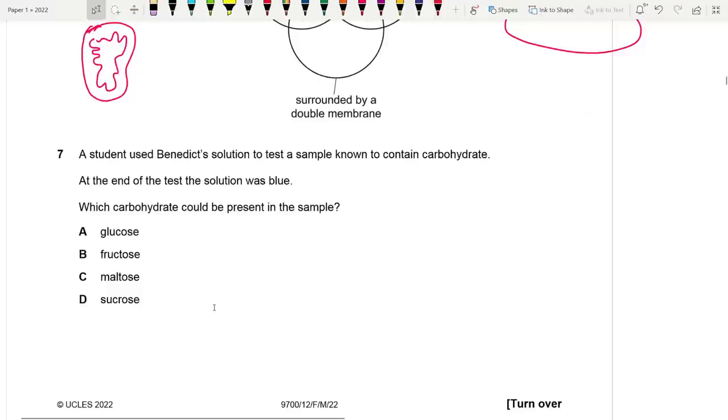A student used Benedict's solution to test a sample known to contain carbohydrate. At the end of the test, the solution was blue. Basically, there's no reducing sugar present. It can't be glucose, right?